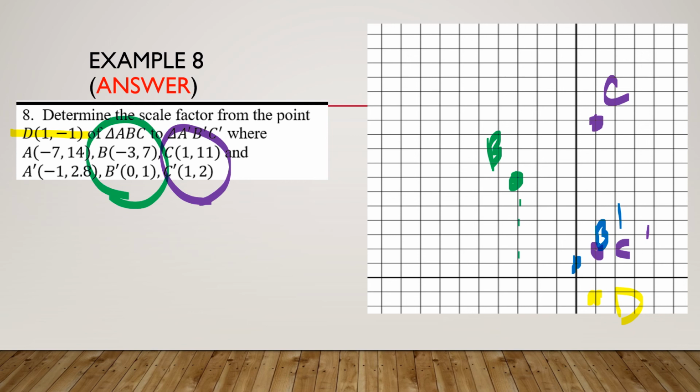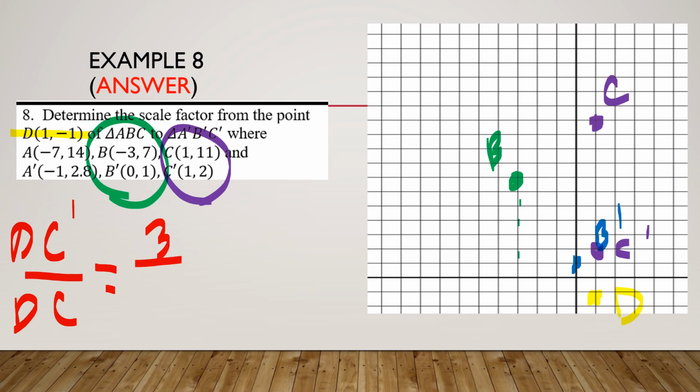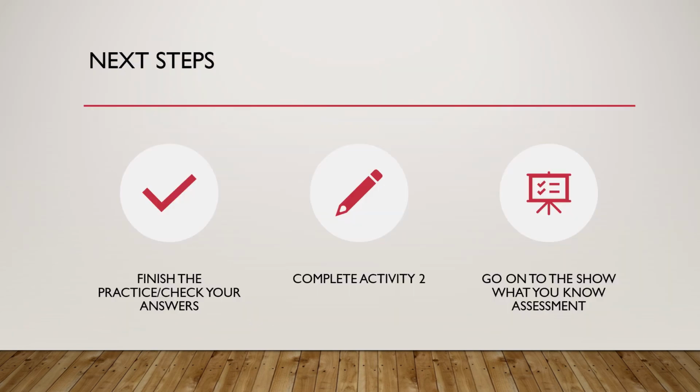So again, when we go to find our proportion, our scale factor, we're going to go from D to C prime and then D to C. So if we're going from D to C prime, that's 1, 2, 3 units. And then if we go from D to C, that's 1, 11, 12 units. And then if we simplify that, we get a scale factor of 1/4.